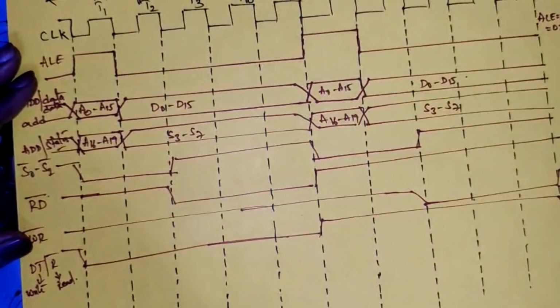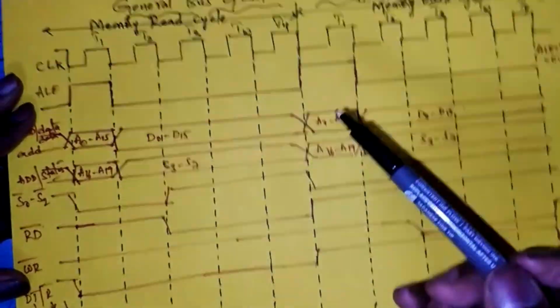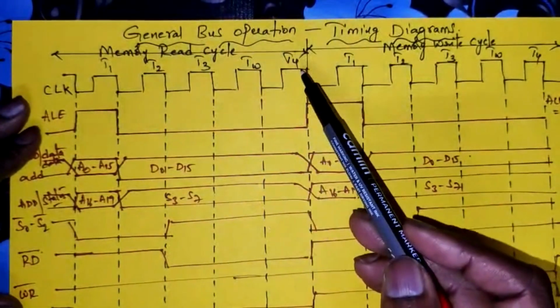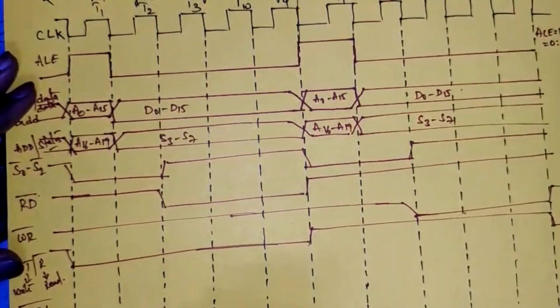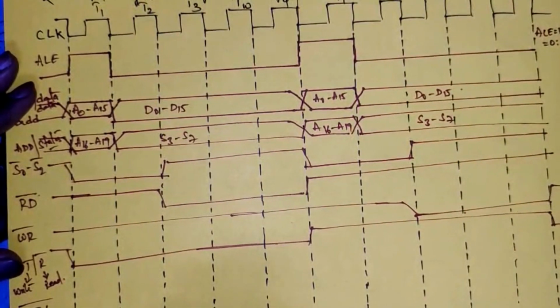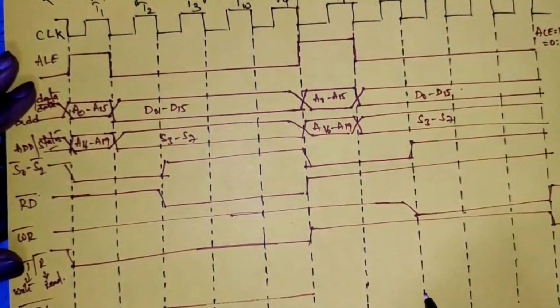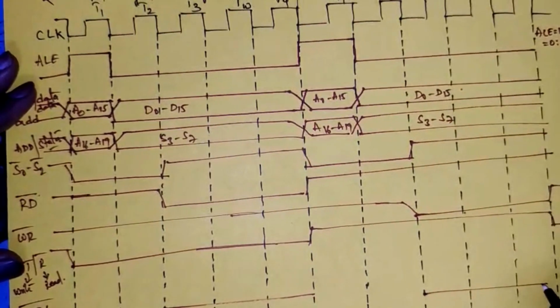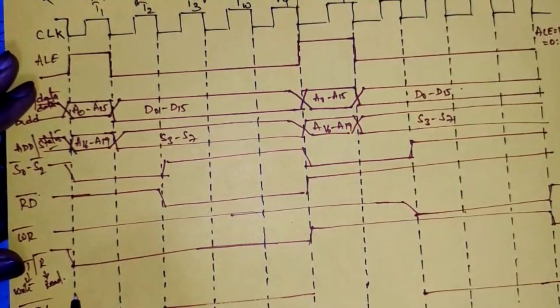And the last one, the data enable pin. If you enable this, only then will data transfer take place. Data transfer actually takes place between T3 and T4. It is an active low signal, so during T3 and T4 you can make it low, for both read and write operations. In the remaining clock cycles it is high.